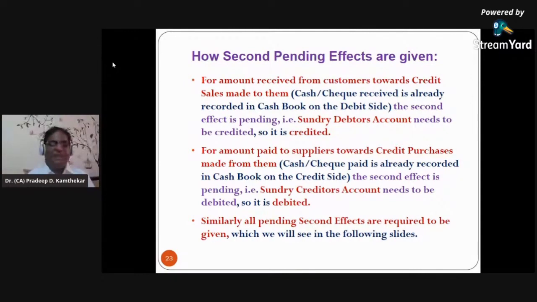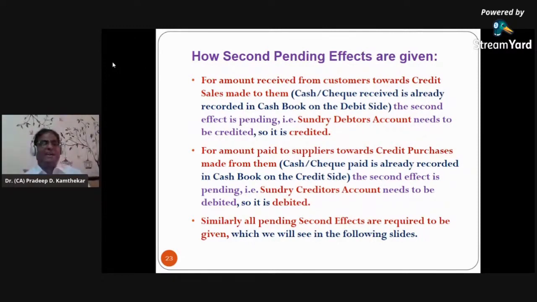Again, coming to when we pay to our supplier from whom we have made credit purchases. Now here, when the payment is made, again by cash or check, the first effect gets recorded in the cash book or the passbook bank statement. But here again, the second effect is pending because that second effect is to be given in the sundry creditors account, which is again not prepared by the small businessman, but which we do in the conversion method. And for that, we have the creditors account. So the second effect is recorded here.